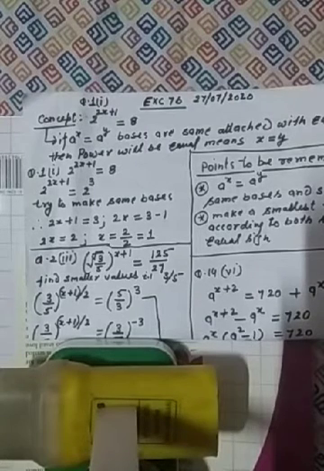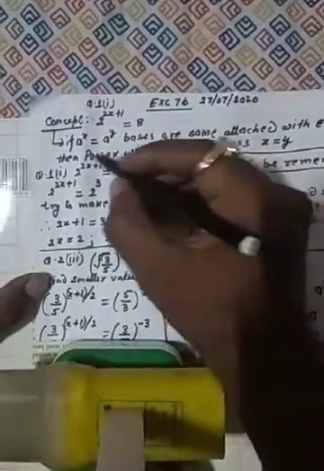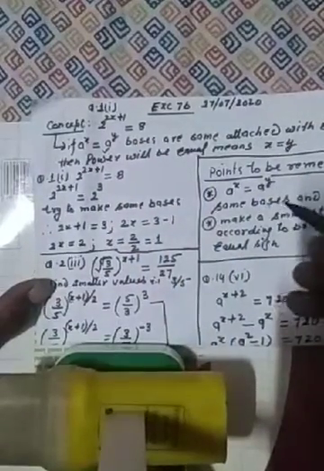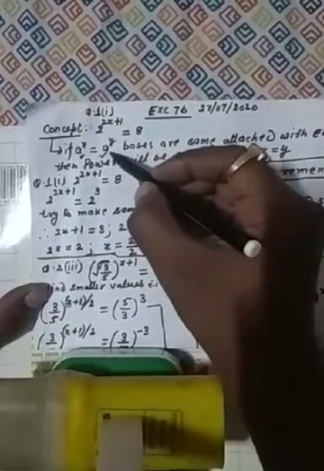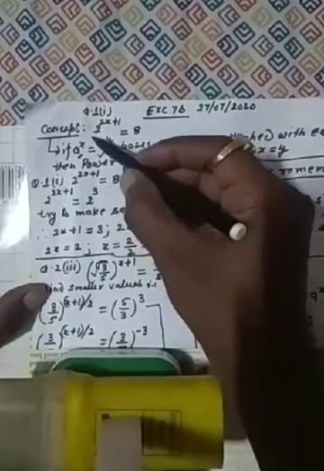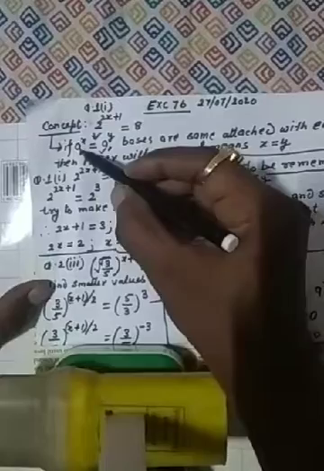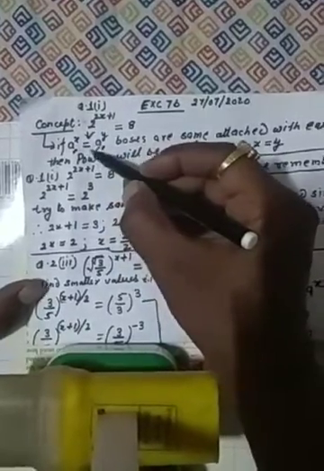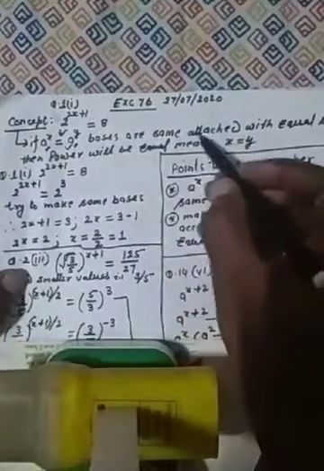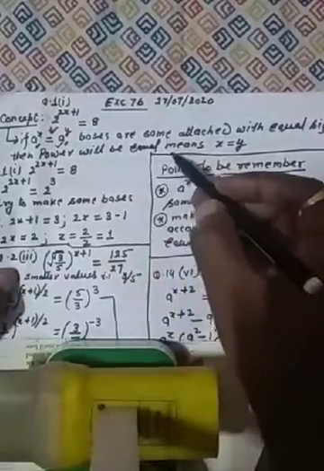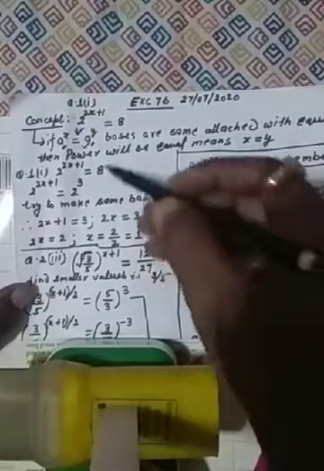Students, I am going to start with exercise 7B of the indices. What is the important concept here? Look at this point. a to the power x is equal to a to the power y means if the bases are same, here the bases are a and they are attached with the equal sign, then the powers will be equal. So if a to the power x is equal to a to the power y, bases are same, then x is equal to y. All the questions of this exercise are based on this concept.